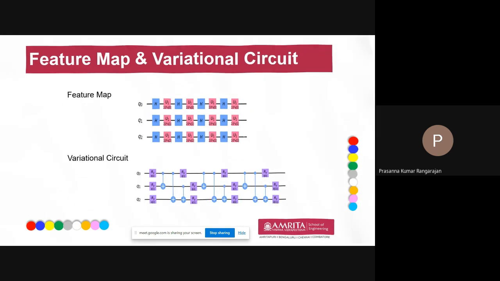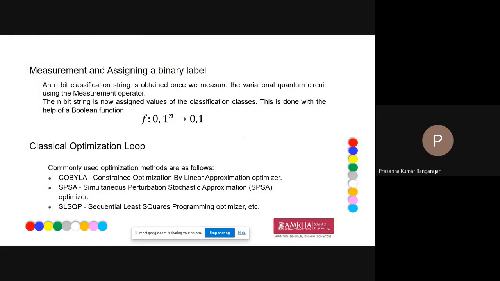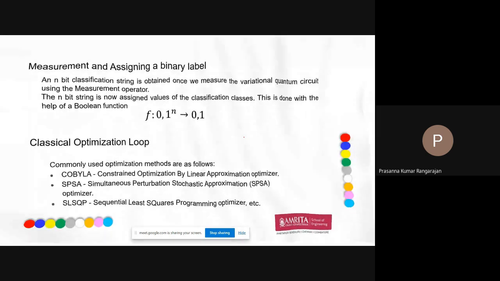Actually, this VQC algorithm has some training stages. Here we use an n-bit classification string, which is obtained once we measure the variational quantum circuit using the measurement operator. We use a very simple Boolean function here for the measurement for assigning a binary label, since labeling is very important. And then finally, of course, the classical optimization loop is present. So we go for a linear approximation optimizer, or we can go for a stochastic approximation optimizer, etc., which we are trying out. We have not yet gone to this part.